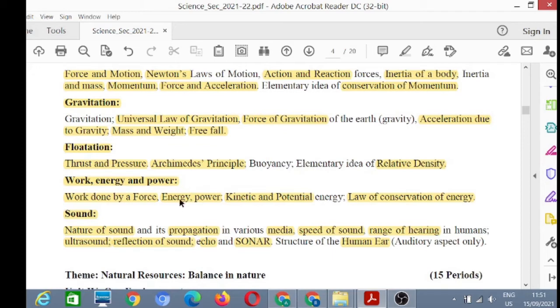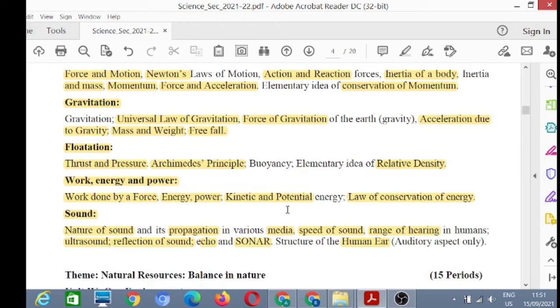Now work done by a force. Work is done by a force, and force produces some displacement. So the combination of force and displacement is work. Now energy can be categorized as kinetic energy and potential energy. Kinetic energy is due to velocity and its formula is half mv square. So kinetic energy depends on mass and velocity.